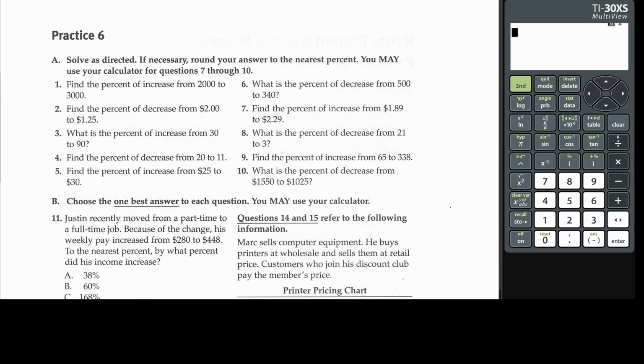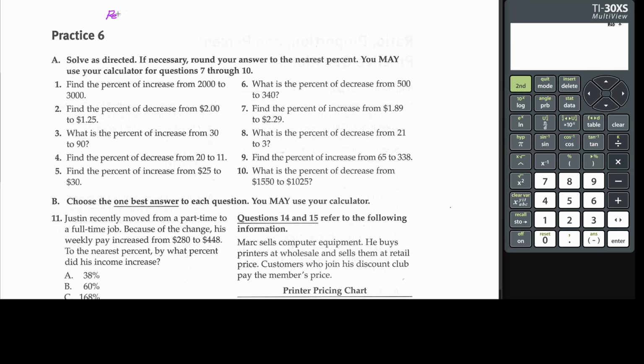Chapter 3, Practice 6. When solving for percent increase or percent decrease, they both use the same formula. So the only difference is the bottom numbers. Because when it's a percent increase, the bottom number is the smaller number. When it's a percent decrease, then the bottom number would be the greater number. And you will have to use this formula here.